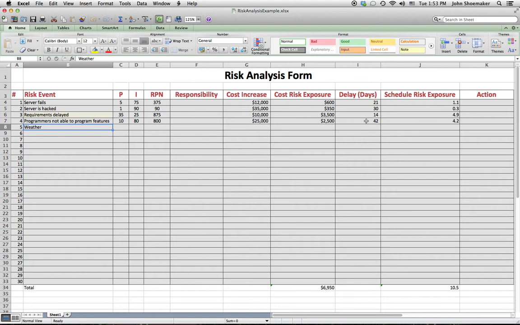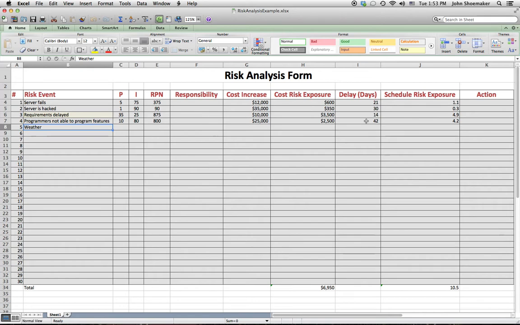So let's look at the last column. The last column asks us for an action. Now, essentially, there are about 4 different kinds of actions that we can take. The first is what we can call avoidance. In other words, we can avoid that particular risk. It's not possible to avoid all risk, and there are some risks that simply can't be avoided.